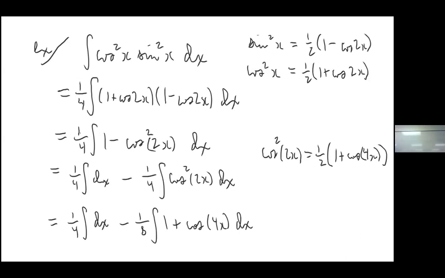And do you know how to do everything now? Do you know how to integrate 1? Yeah. Do we know how to integrate the second one? Yeah. Yes. What about cosine of 4x? Is that very hard to integrate? No, it's basically 1/4 sine of 4x.